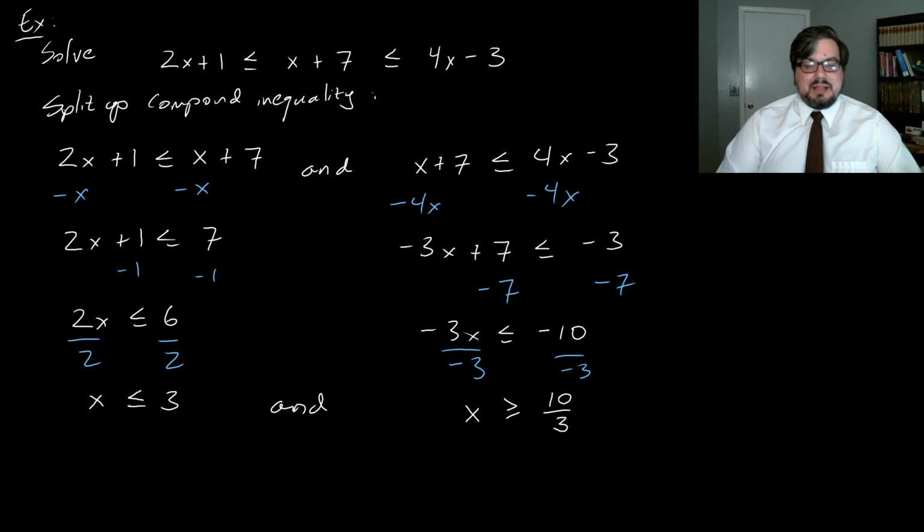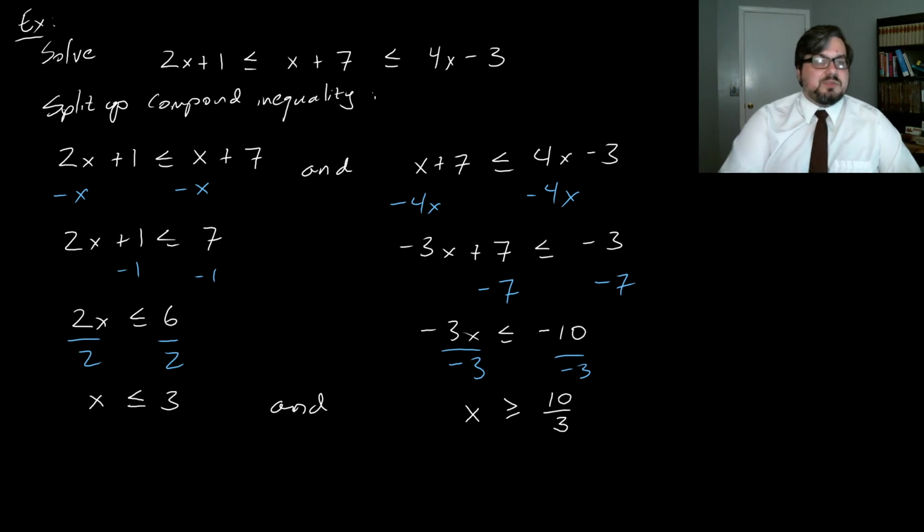And we have an "and" argument combining them. So for our compound inequality, what we wound up with at the end is that x is less than or equal to 3 and x is greater than or equal to 10 thirds.